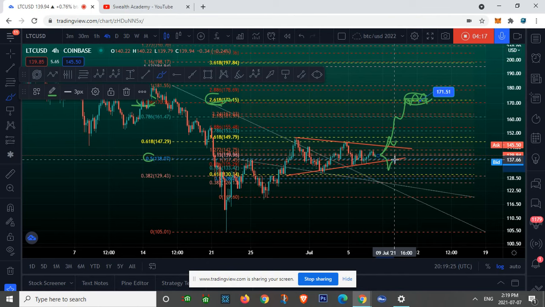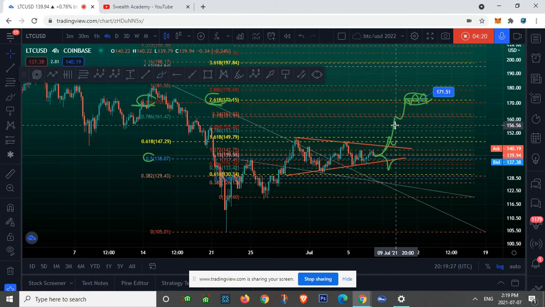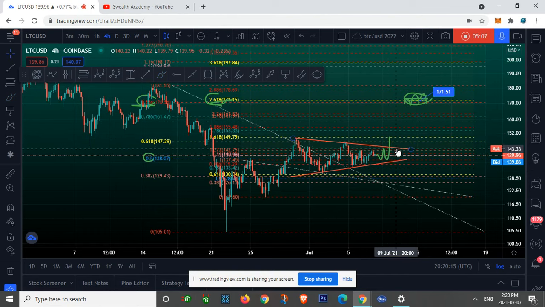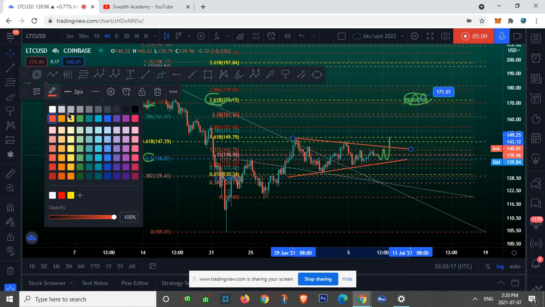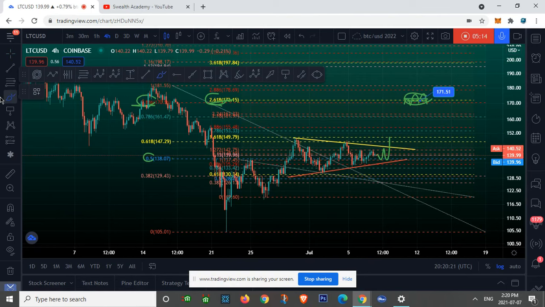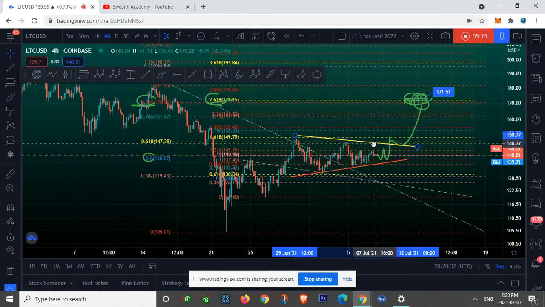So how do you play this pattern? I know a lot of people are going to be asking themselves, how do we know what direction this pattern is going to go towards? Well, it's very simple, guys. If it breaks above this, let's change it to yellow. If it breaks above this yellow resistance line right over here, this would indicate that Litecoin is heading towards 171.